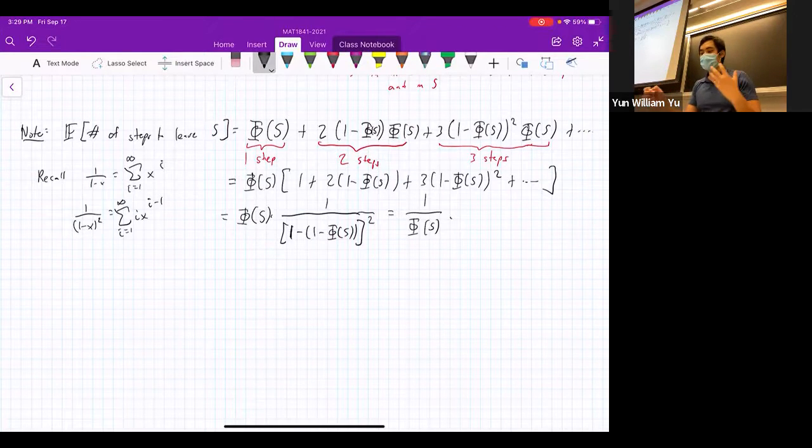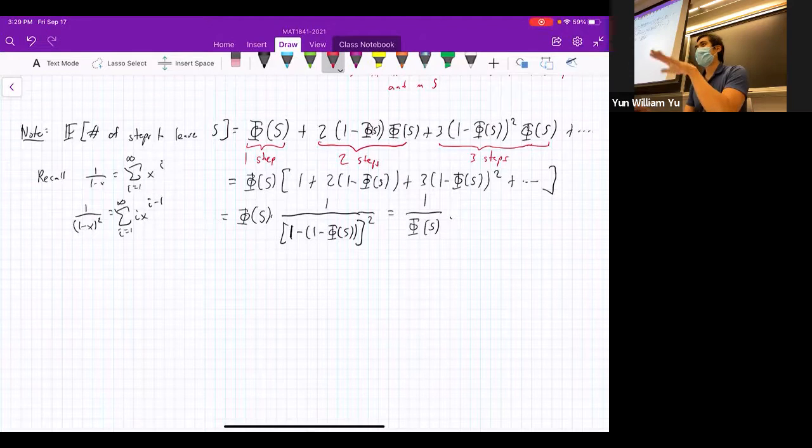So thus, in this way, 1 over phi of S is sort of related to the mixing time. And in fact, you can prove that this is a lower bound on the mixing time. We're not going to do it formally, but that's basically the intuition behind why this is related to the lower bounds on mixing time.